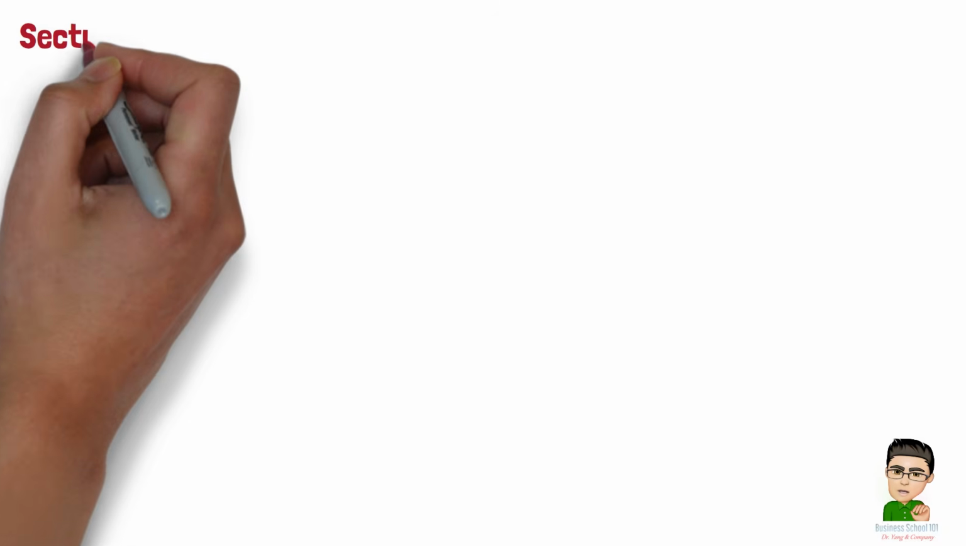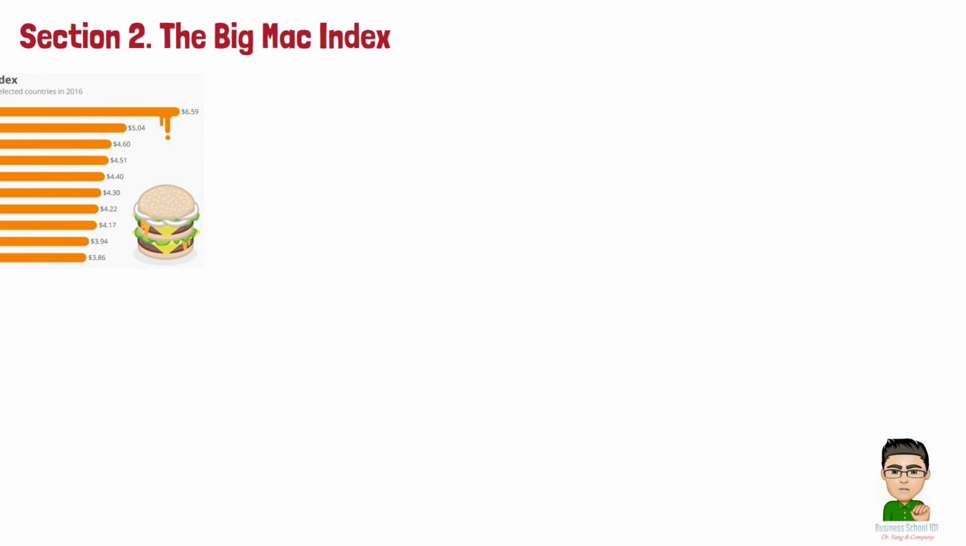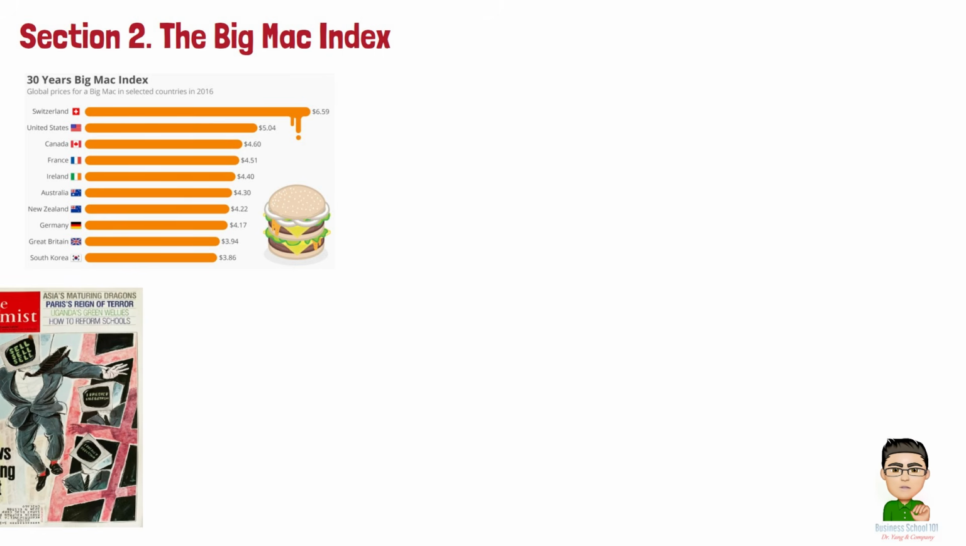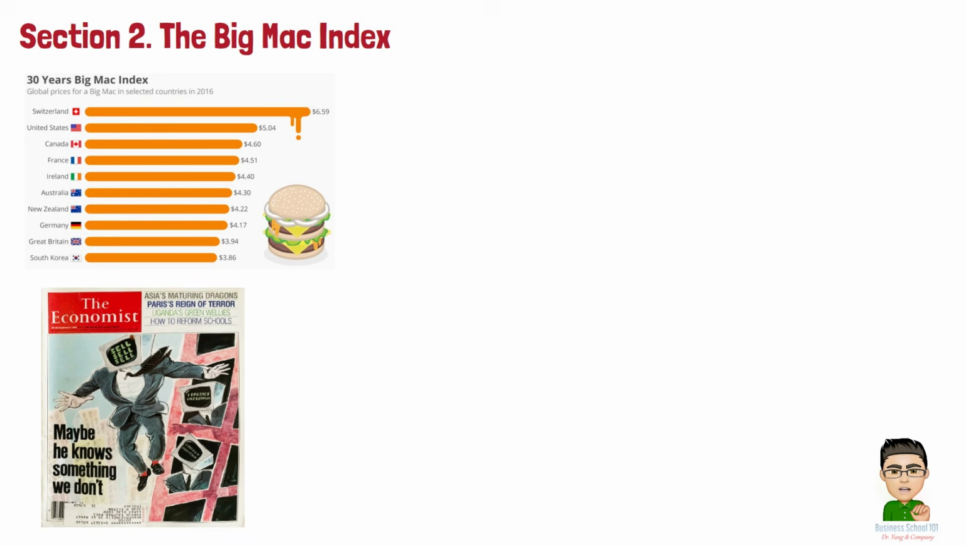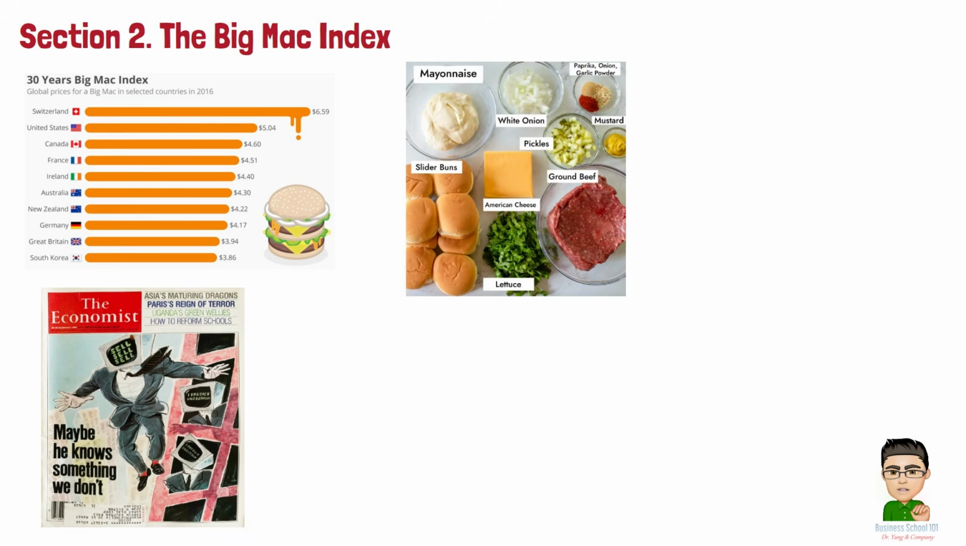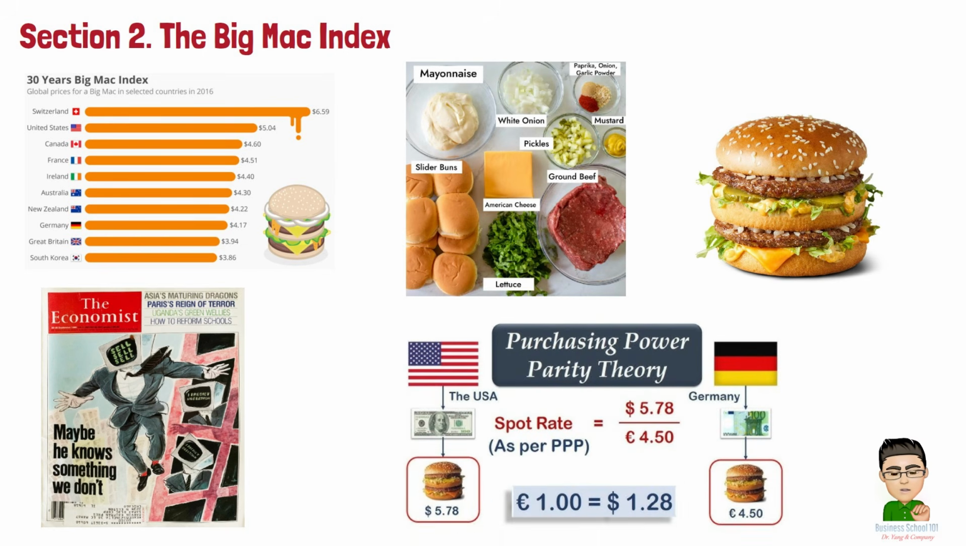Section 2. The Big Mac Index. One of the most well-known applications of PPP is the Big Mac Index, which compares the price of a McDonald's Big Mac in different countries. It was first created by the Economist magazine in 1986. The Big Mac is used because it is a product that is widely available in many countries, and it contains a standardized set of ingredients, such as beef, bread, lettuce, etc. The idea behind the index is that a Big Mac should cost roughly the same amount in every country when converted into US dollars, according to the concept of PPP.